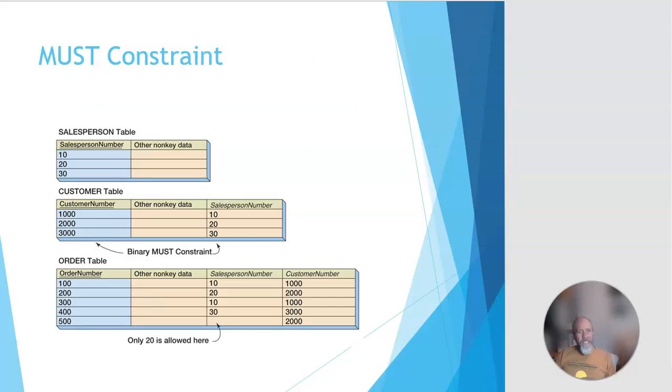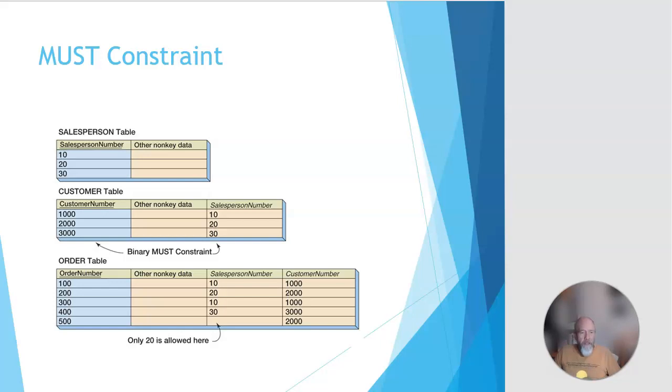So let's look at this as far as a must. Okay, so we've got some salespeople, 10, 20, 30. And you've got a customer table. Customer 1000 goes with 10, 2000 with 20, 3000 with 30. And this becomes a must constraint.